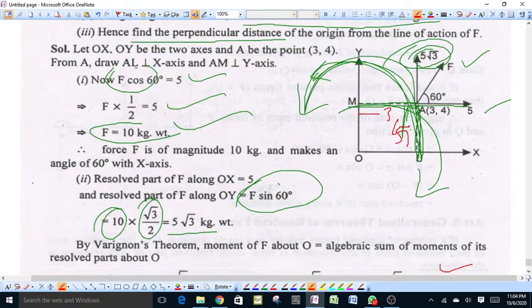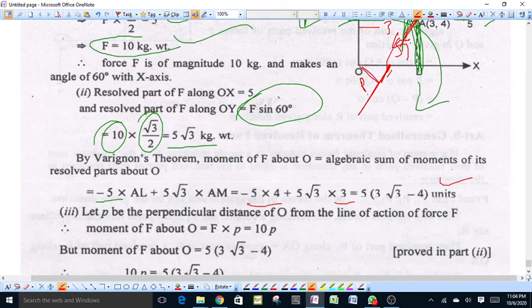Now, suppose that the perpendicular distance of point O from the line of action of F is equal to small p. Then, according to the definition, the moment of force F about O will be equal to the magnitude of force F into the perpendicular distance p. The magnitude of force is equal to 10 kilogram weight, and the perpendicular distance is small p. Therefore, the moment of force F about O is equal to 10 p.